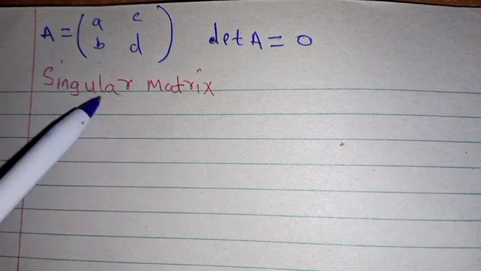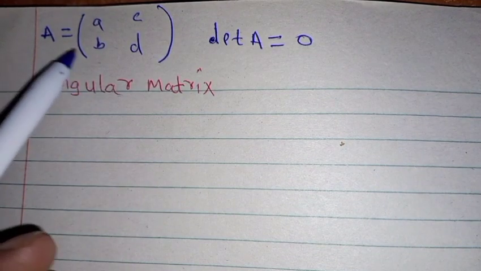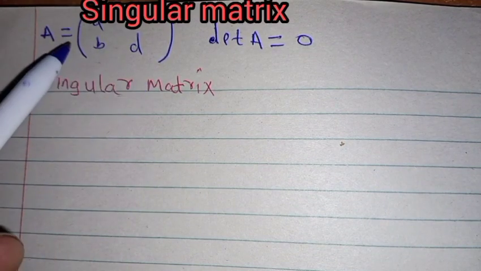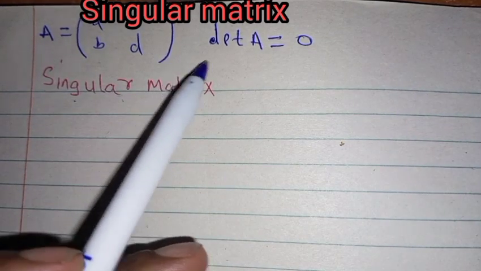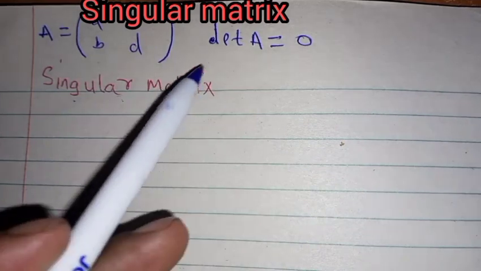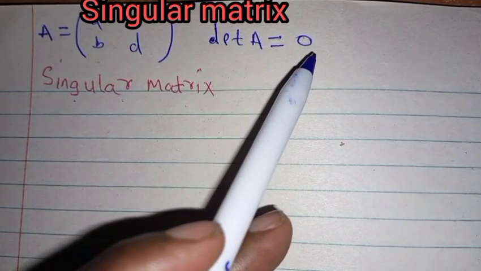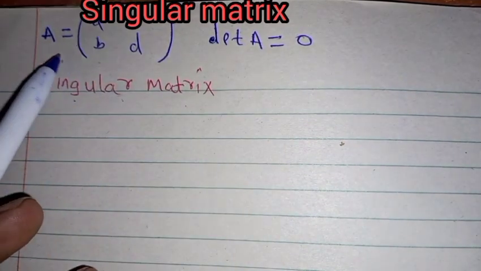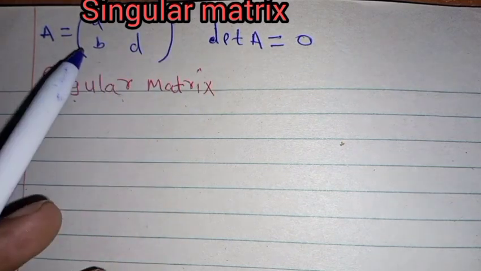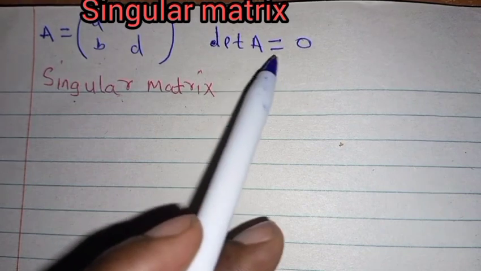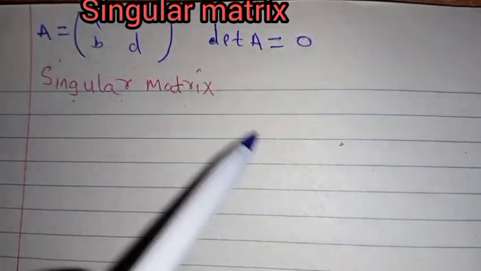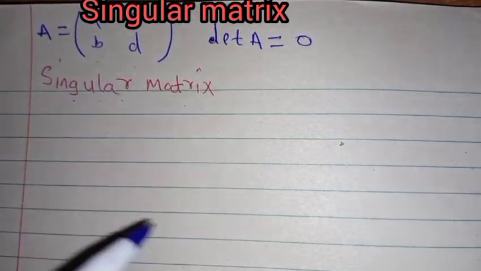We have seen that a matrix is an arrangement or an array of numbers. So we are looking at the singular matrix. A matrix is seen to be singular if its determinant is equal to 0. Here we are considering matrix A, which has elements a, b, c, and d. So if the determinant of A is equal to 0, then that particular matrix is seen to be singular.